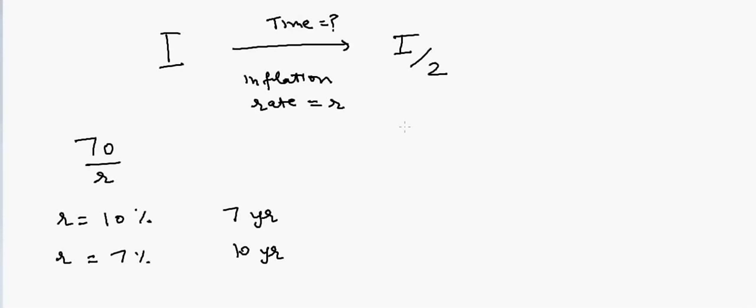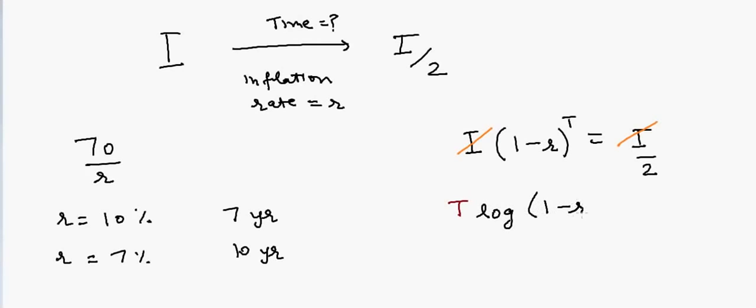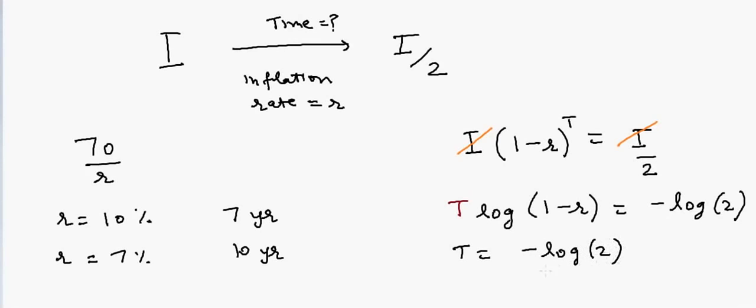So let's try to solve the same problem with a general approach. We have an investment I, and we have inflation, so we say I times (1 minus R) to the power T, where the inflation is for time period T, compounded every year, and that should be equal to I divided by 2, right? So if we solve this equation, the I would cancel out, and we will have T log of 1 minus R is equal to minus log of 2, right? So T will be equal to minus log of 2 divided by log of 1 minus R, right?